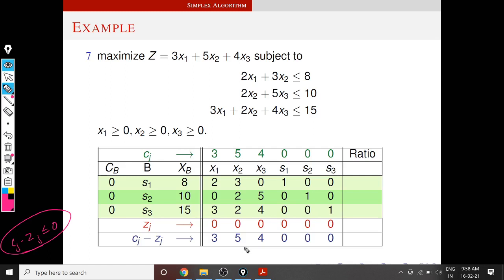Then how to identify the entering column? You choose the maximum. So out of this, the maximum corresponds to 5. So this is our key column. We identify the key column. x2 will enter the basis.